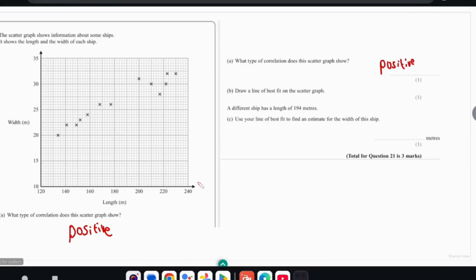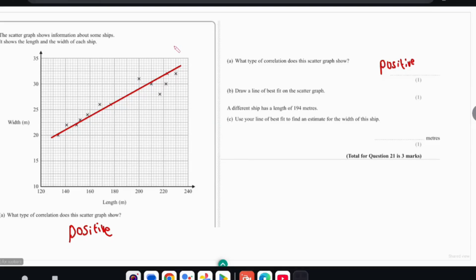Same question. Draw a line of best fit. So your line of best fit does not have to go through this corner here. It's got to show the general trend of your crosses, the general direction, and you've got to have about half the amount of crosses on each side. I'm just going to move mine up ever so slightly. There we go.